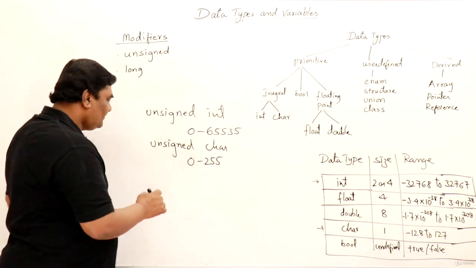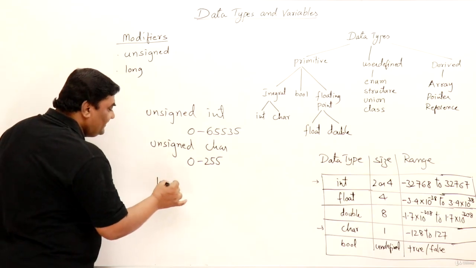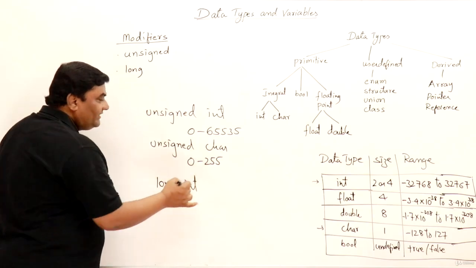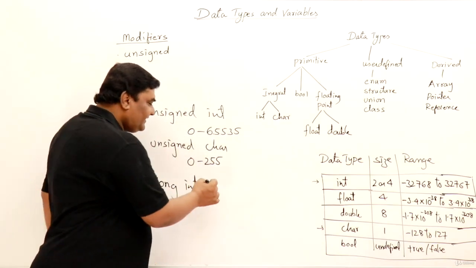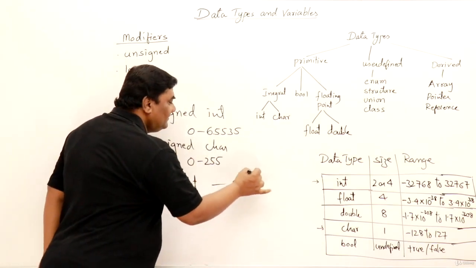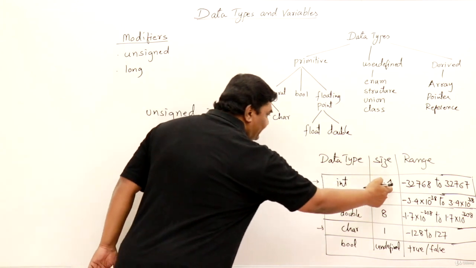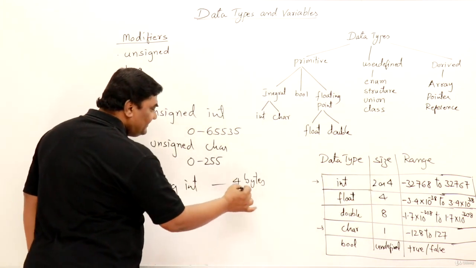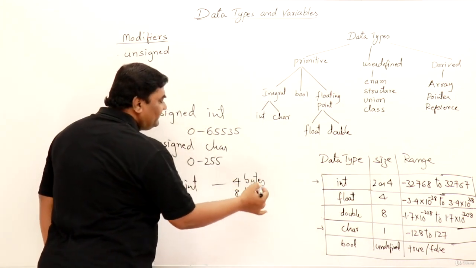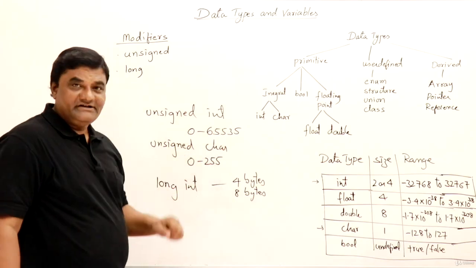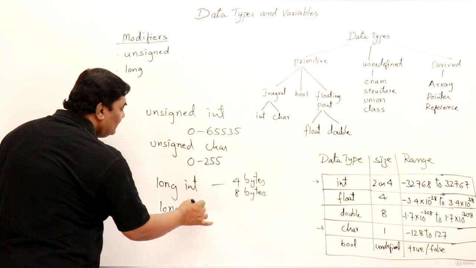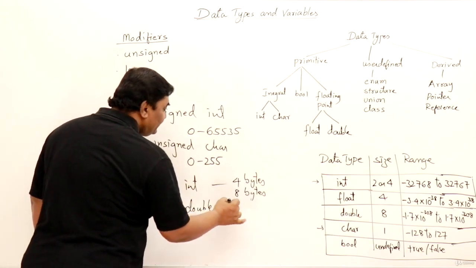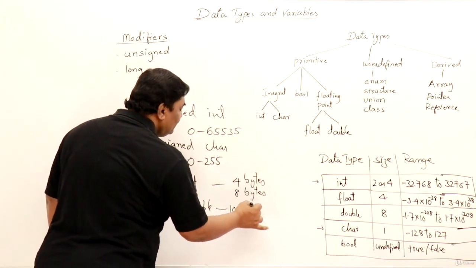Next one is long. Long, you can use it with integer. So if integer is taking 2 bytes, then long int will take 4 bytes. And if integer is taking 4 bytes, long int will take 8 bytes, depending on the compiler. Already I told you about integer. Long can also be taken with double. Long double takes 10 bytes.